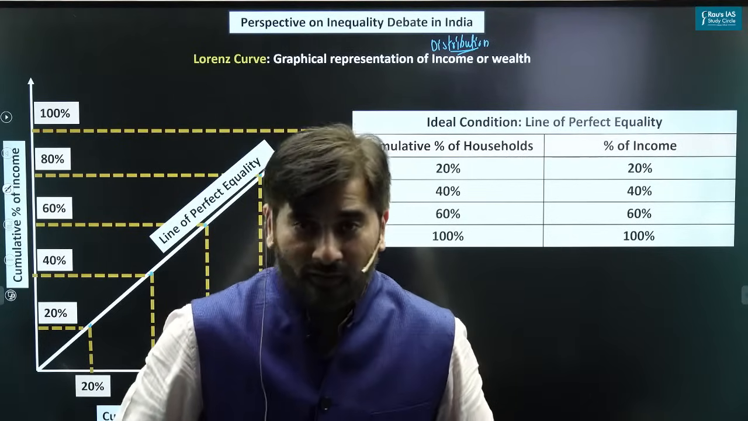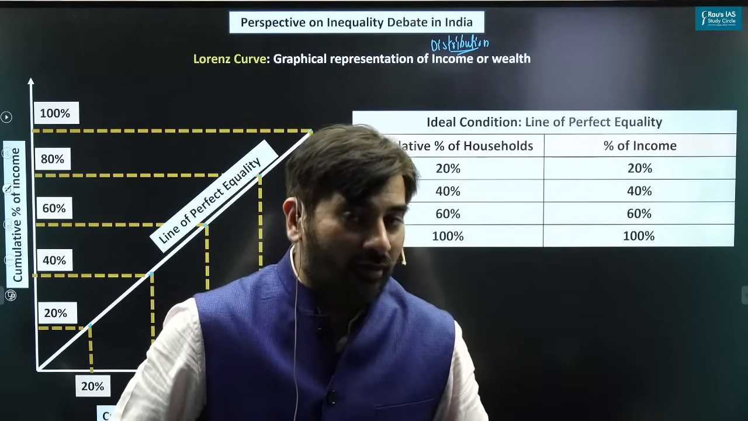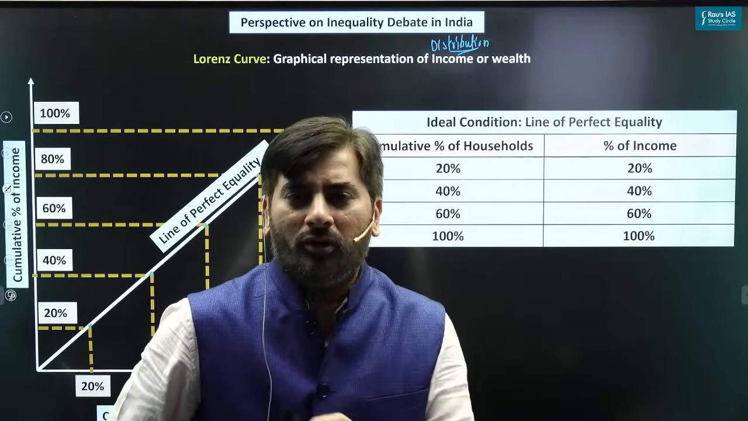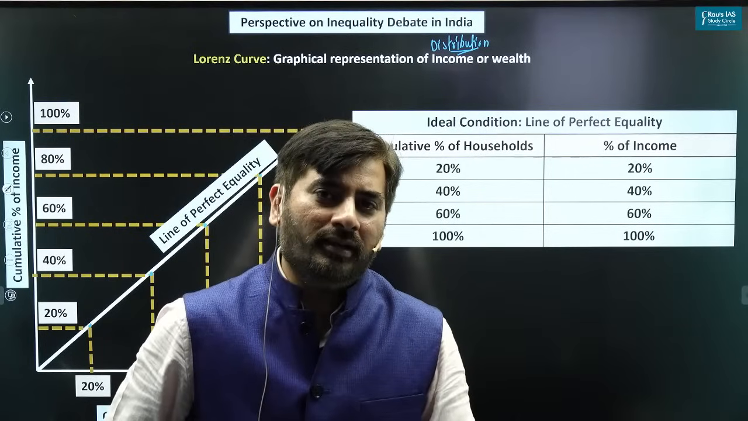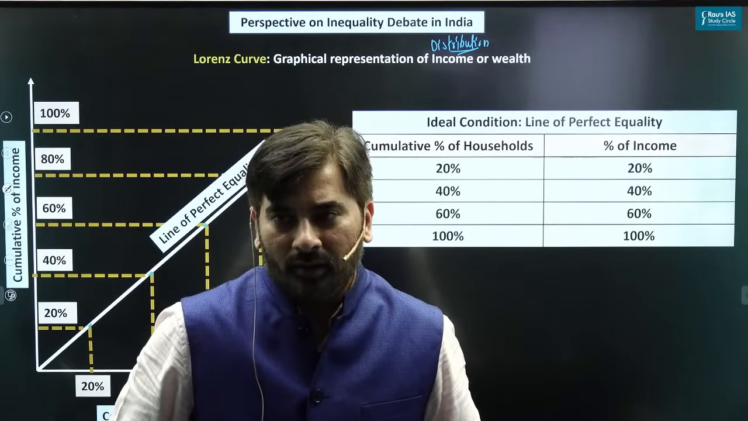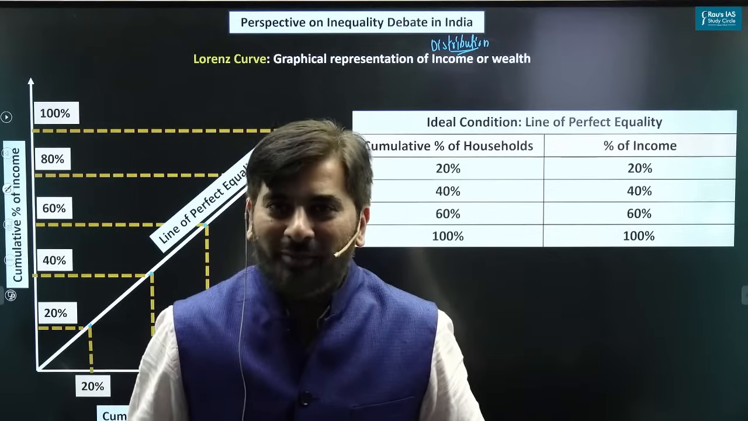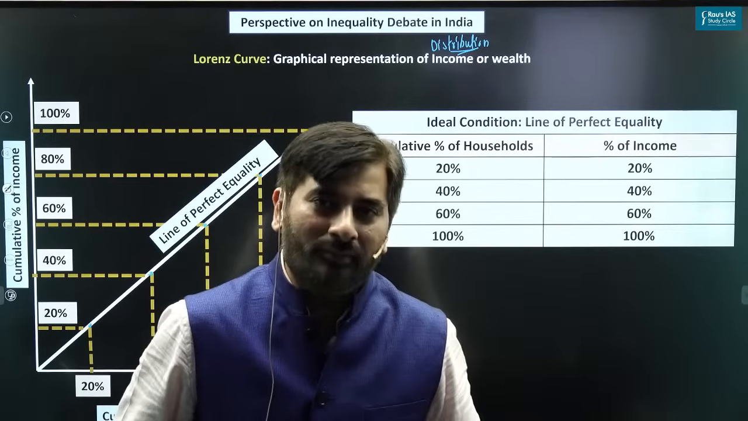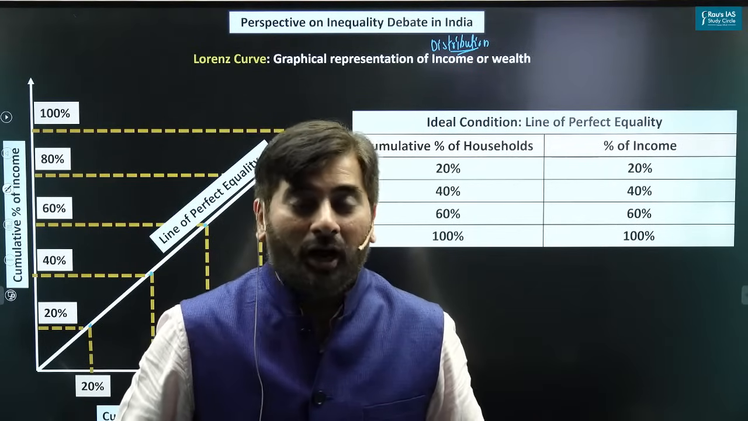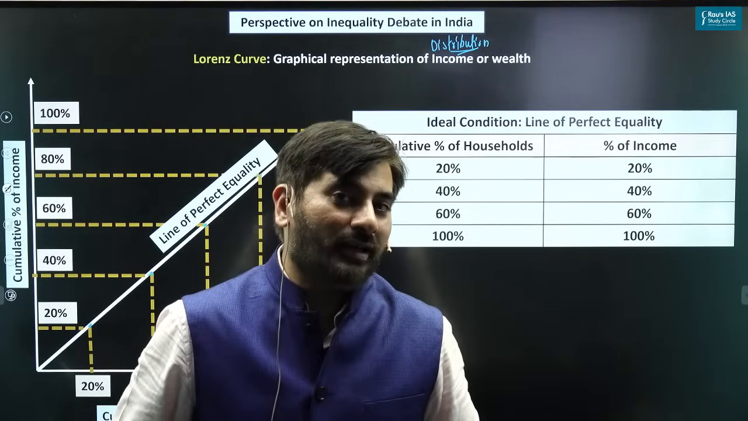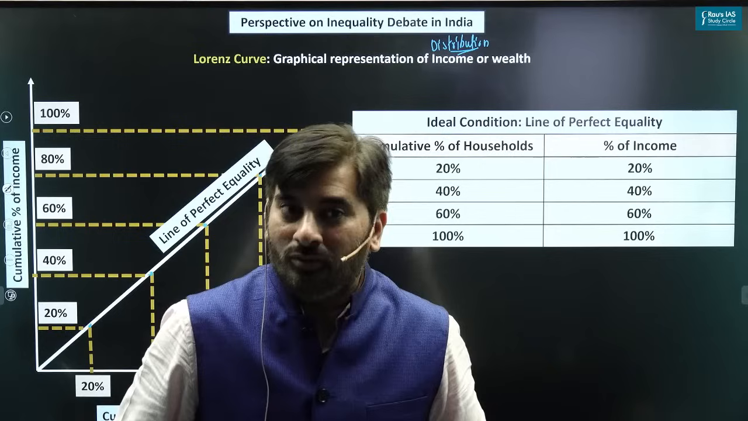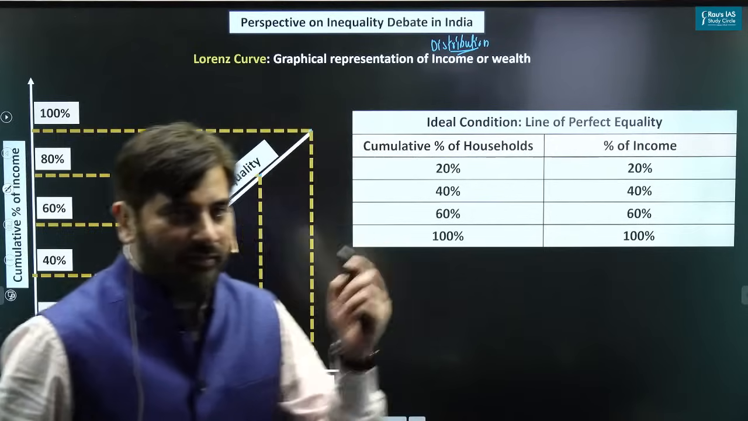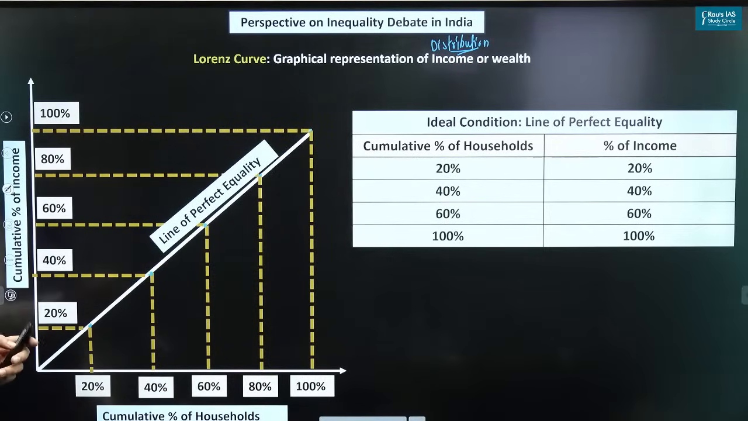This is what the ideal situation looks like. But we know we are not living in an idealistic world. We are not living in an idealistic society. Any country, I repeat, will always have a certain level of inequality. The degree of inequality may vary from country to country, but a country will always have some level of inequality. How do you measure that income inequality? That is done through the Gini coefficient, and the graphical representation of that is the Lorenz curve. Let me just show you how it is.